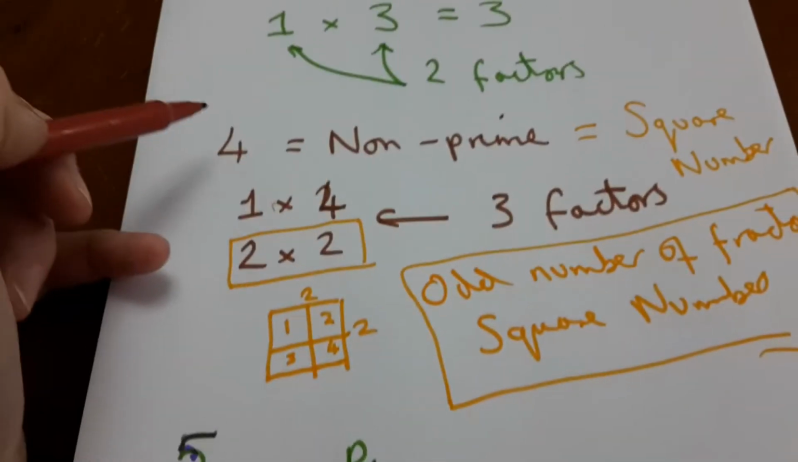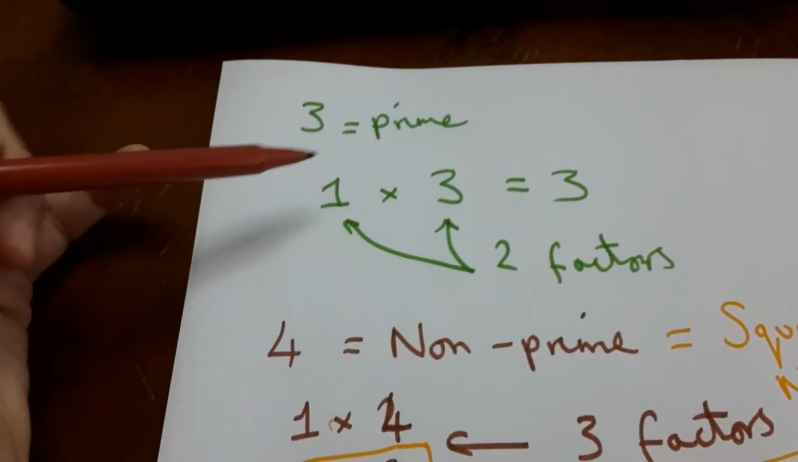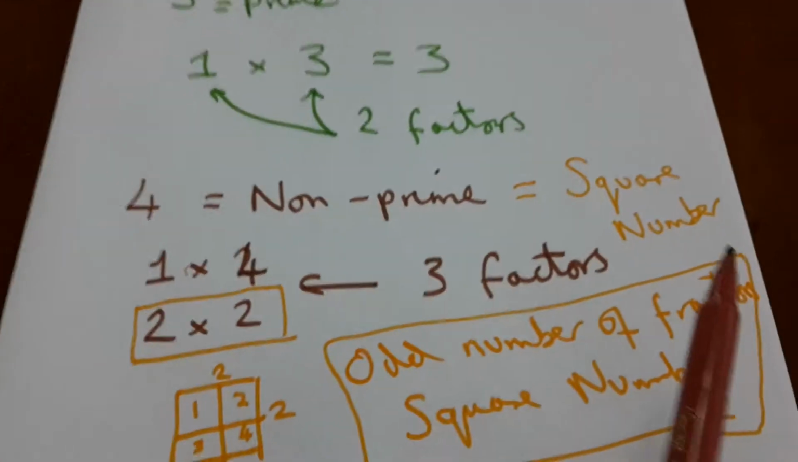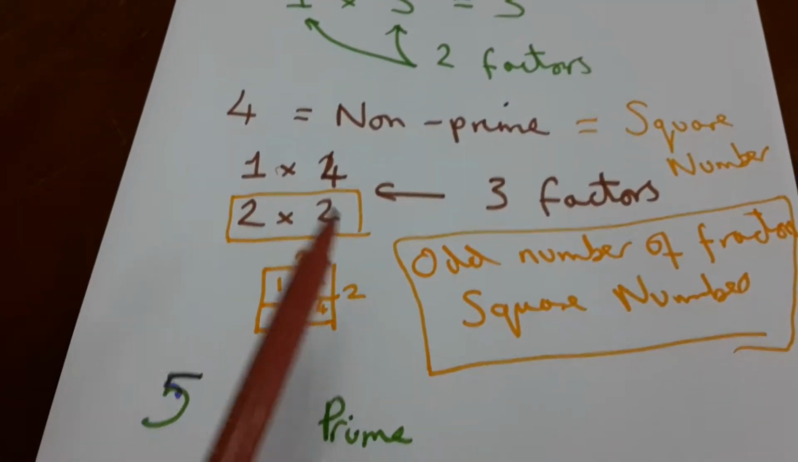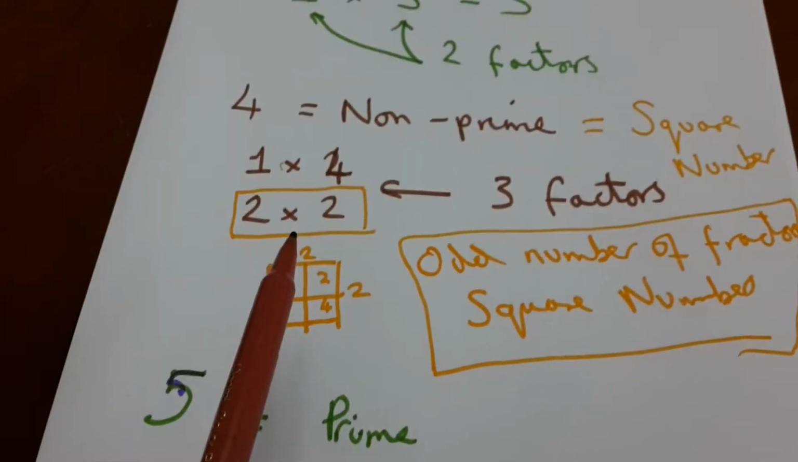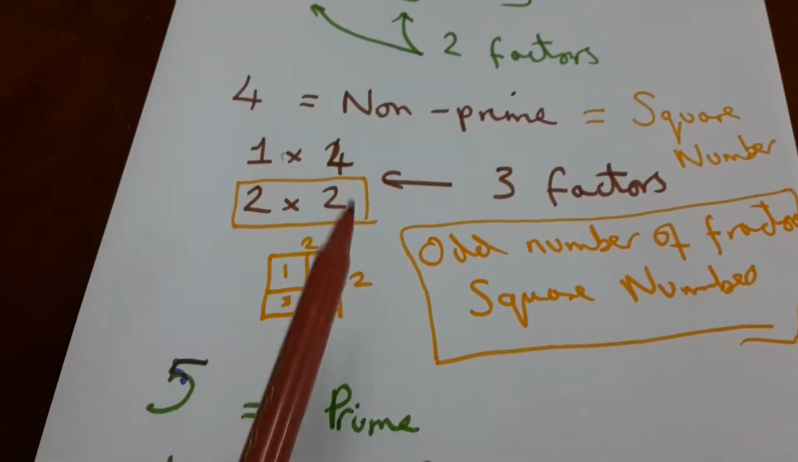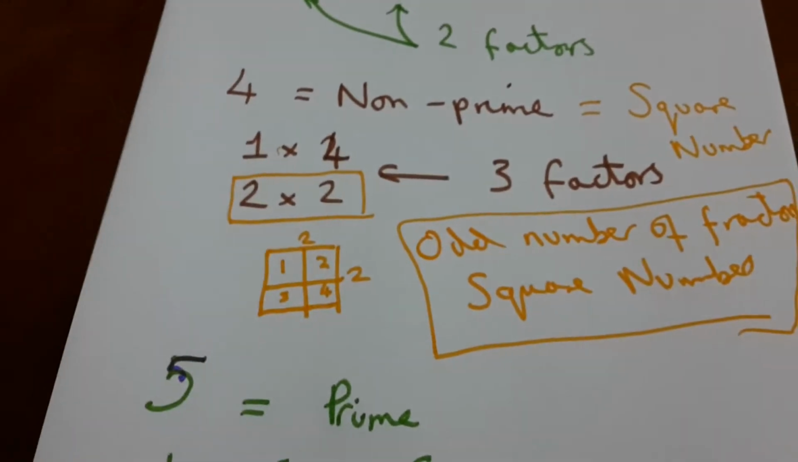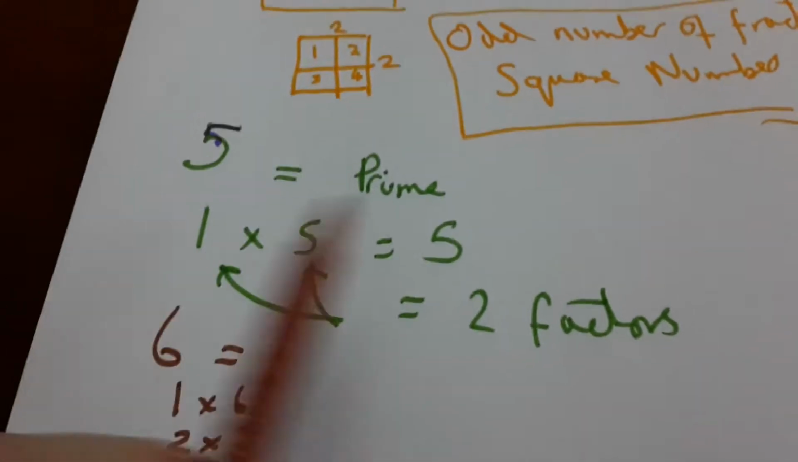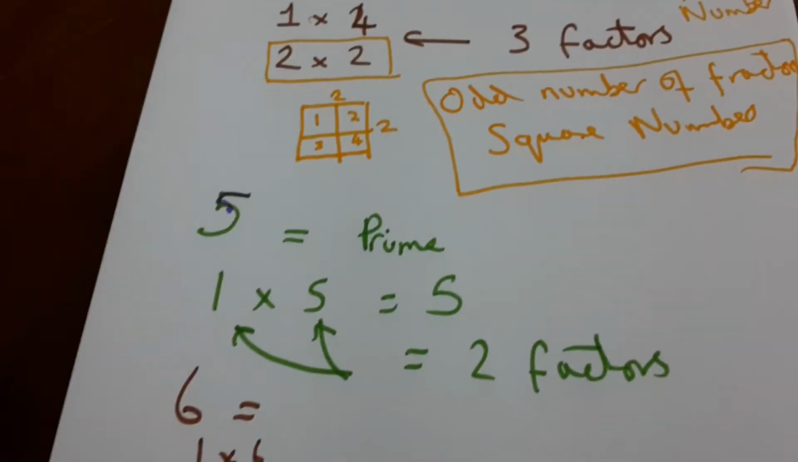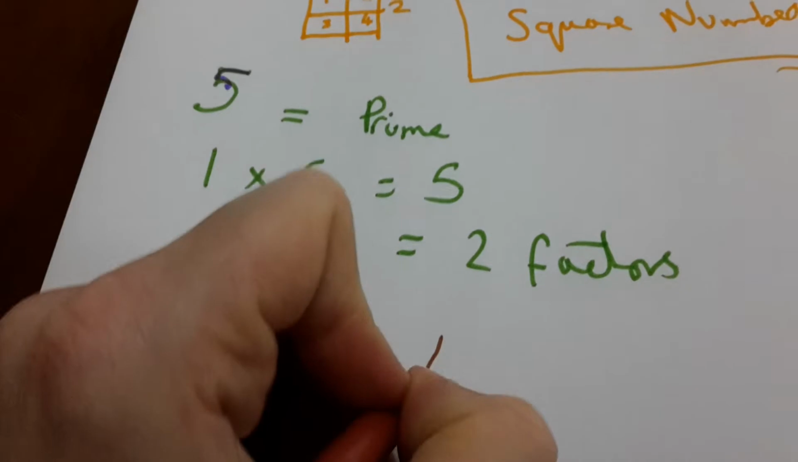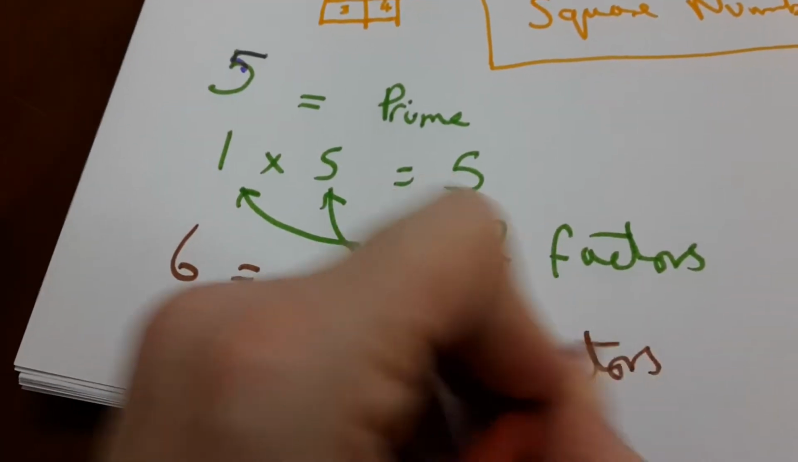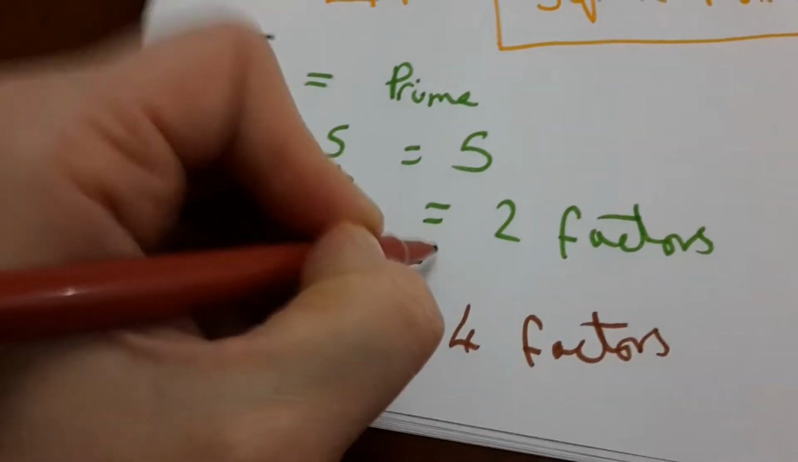Notice that apart from square numbers, all of our factors come in pairs. Square numbers are the only ones that have an odd number of factors because the same number is times itself. So you end up with an odd number because this one creates its own pair, so it's only counted once. Primes only have 2 factors because there's only one pair of numbers that can create it. 6 has 4 factors, so it's non-prime.